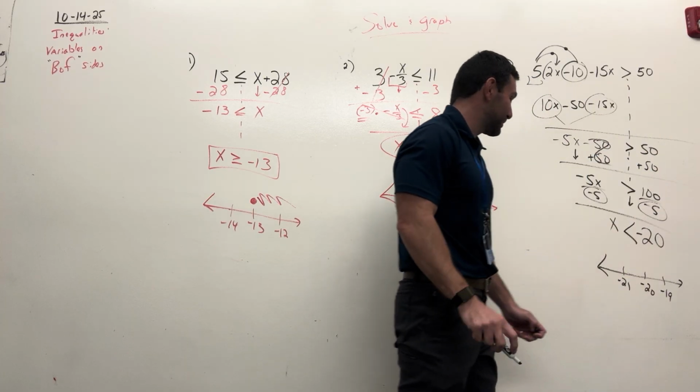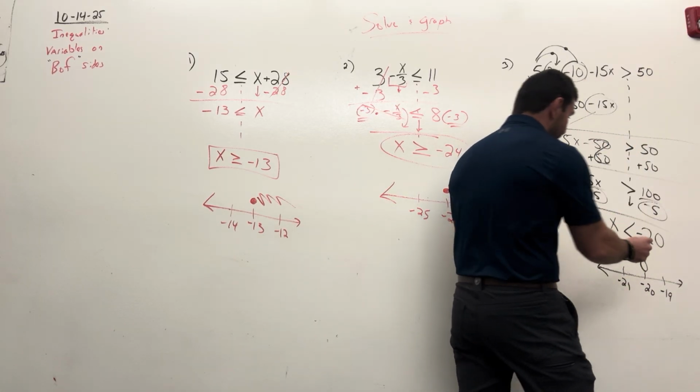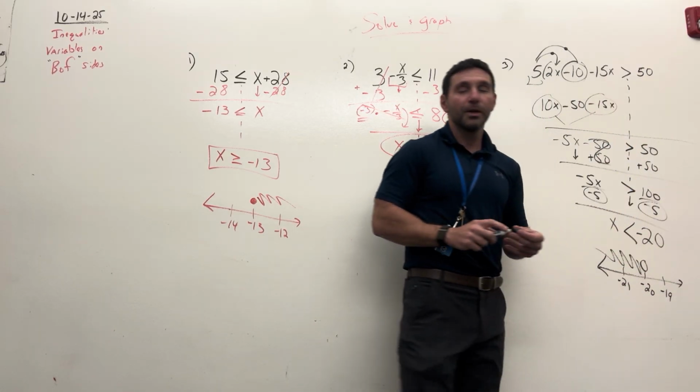Oh, Ben, I love you. So then we have this open circle, because we're not including negative 20, going this way. Go ahead and get out your homework, please.